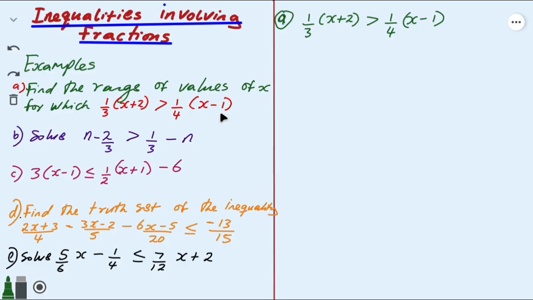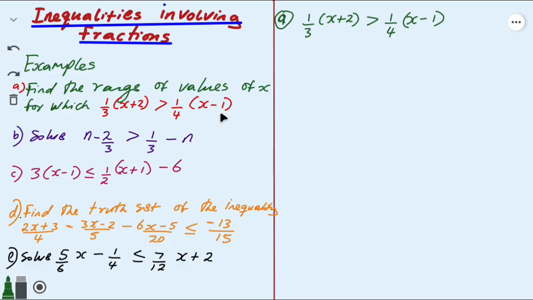Step 1 is to write out the inequality clearly. Step 2 is to find the LCM of the fractions given to you. But in some cases, you might not need to find the LCM. Instead, you might just need to cross multiply and solve directly. Step 3. Multiply every term given to you by the LCM you found, in a case whereby you need to find the LCM.